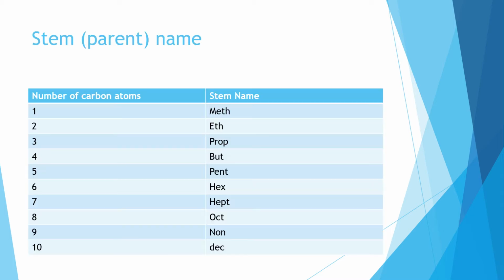So now let's look at how to name alkanes. The stem or parent name tells us the prefix. So if you've got 1 carbon, it's meth, 2 eth, 3 prop, 4 but, 5 pent, 6 hex, 7 hept, 8 oct, 9 non, and 10 dec.